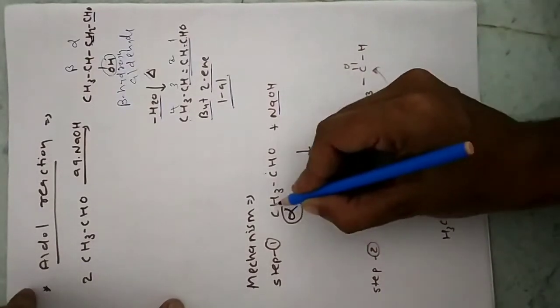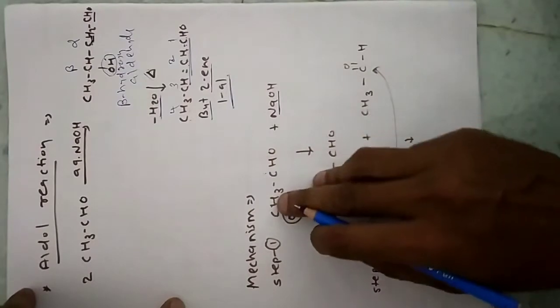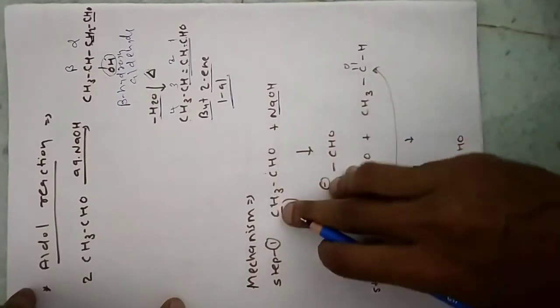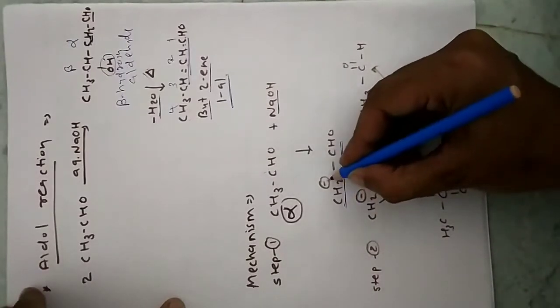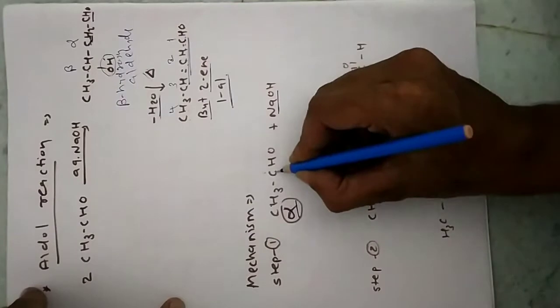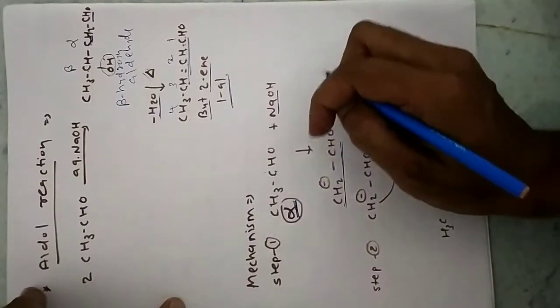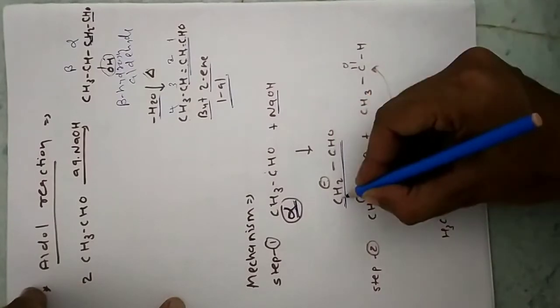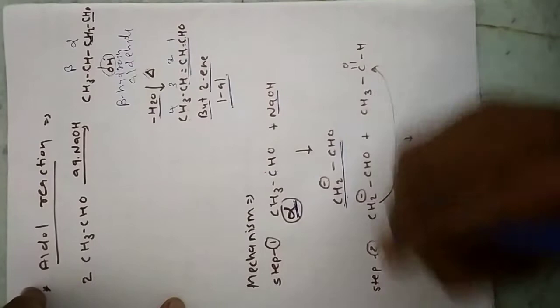So here you can see hydrogen will leave the molecule, leaving behind the electrons on the alpha carbon. Okay, it is compulsory to take out the H plus ion from the alpha carbon only. So you can see the CH2CHO negative ion forms here. This one is our first step.